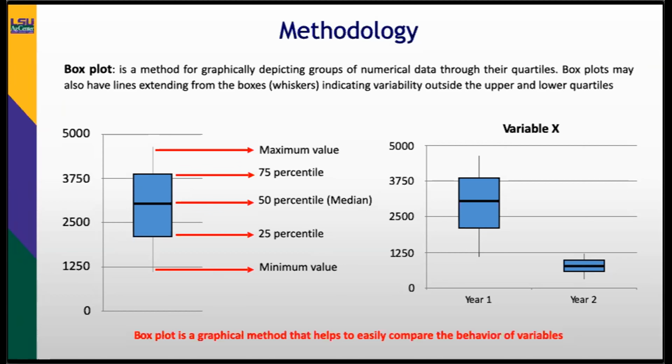On the right side, you can see an example of one variable. We analyzed that variable in 2 different years, year 1 and year 2. You can see that in year 1, the box is a little bigger than the box in year 2, which represents that the variability of this parameter during the first year was higher than the variability of the same variable in the second year. So this is just a graphical method to easily compare the behavior of variables over time or during different grinding seasons. Next one, please.